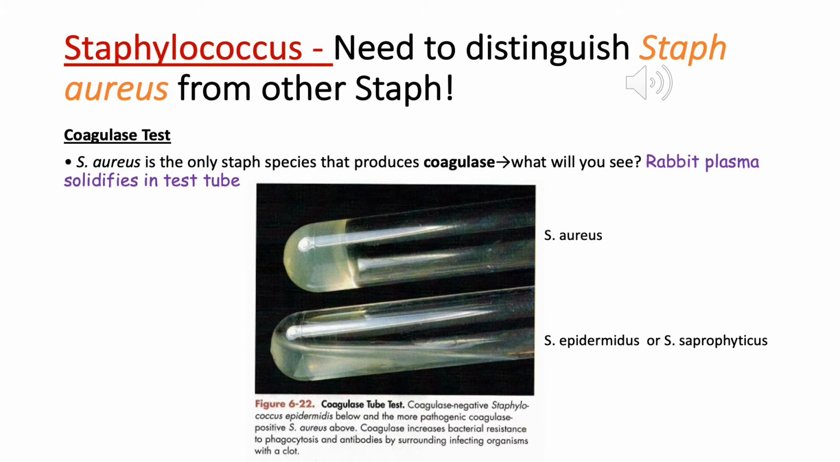The sample in the picture is solidified or coagulated for Staph aureus on the top there, and then Staph epidermidis and Staph saprophyticus would not coagulate. It would remain liquid in the tube.